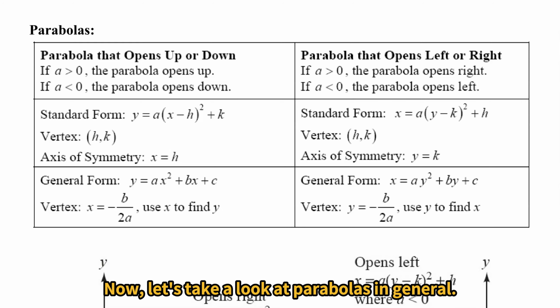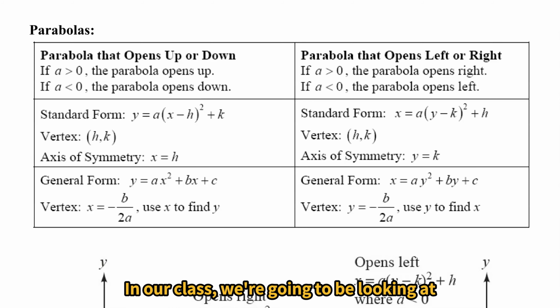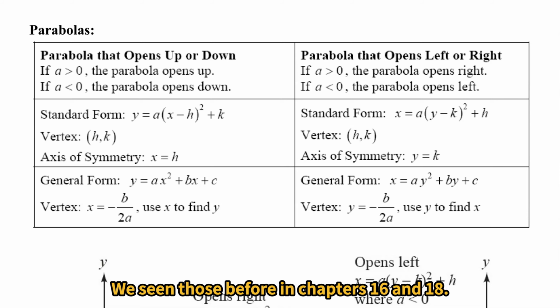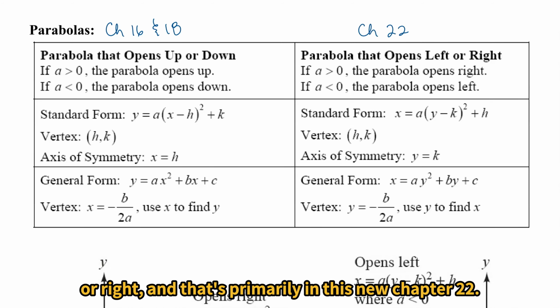Now let's take a look at parabolas in general. We can have several different types of parabolas. In our class, we're going to be looking at parabolas that open up or down. We've seen those before in chapters 16 and 18. And we're going to be looking at parabolas that open left or right, and that's primarily in this new chapter 22.